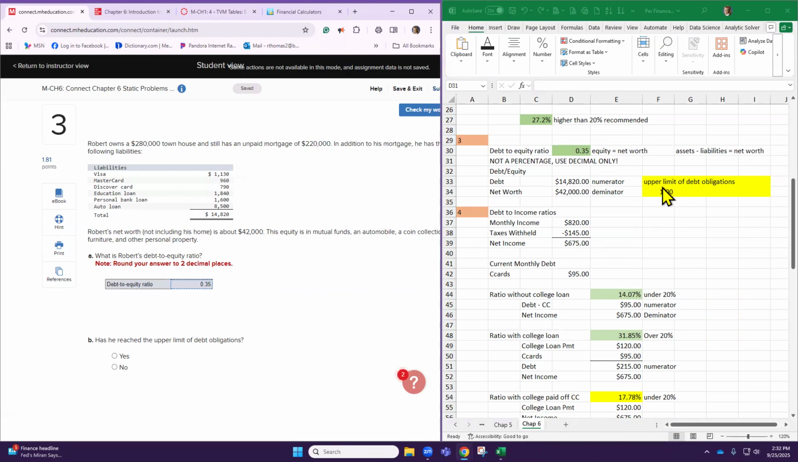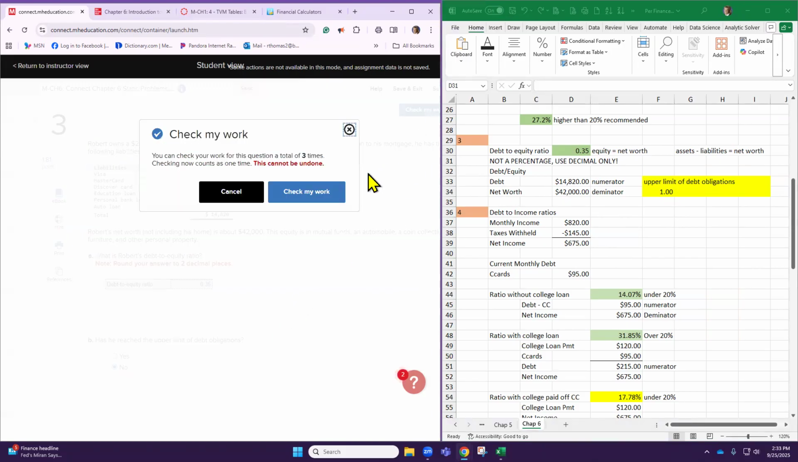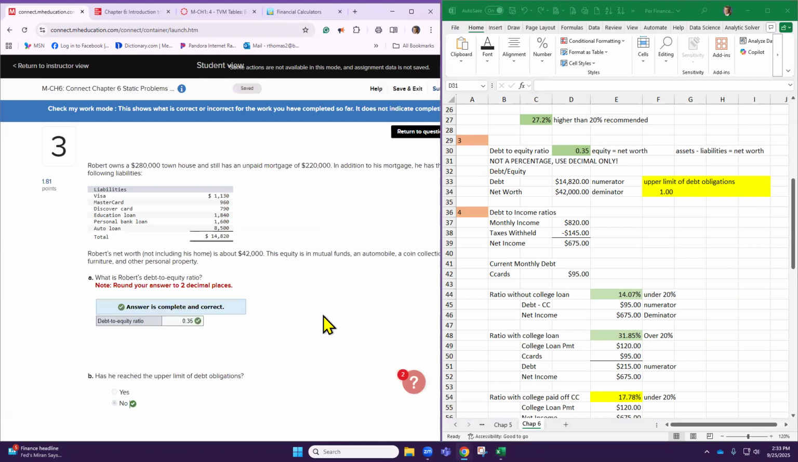And the book talks about an upper limit of debt obligations of being 1. Okay, so no, 0.35 is not very close to this upper limit here. So has he reached the upper limit of debt obligations? And the answer is no. Okay, he'd have to have quite a bit more debt or quite a bit less net worth to get close to 1. Okay, so let's just check our work real quick, make sure we're right.